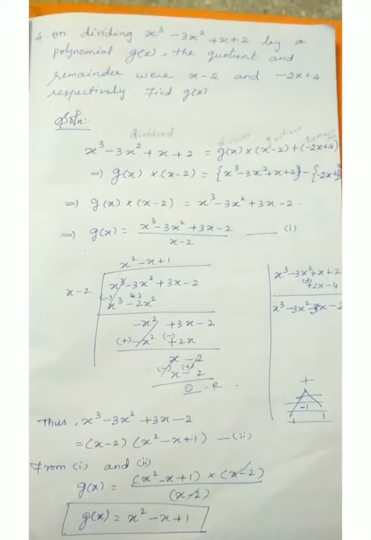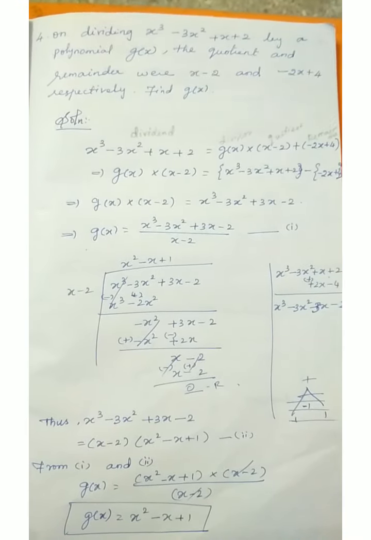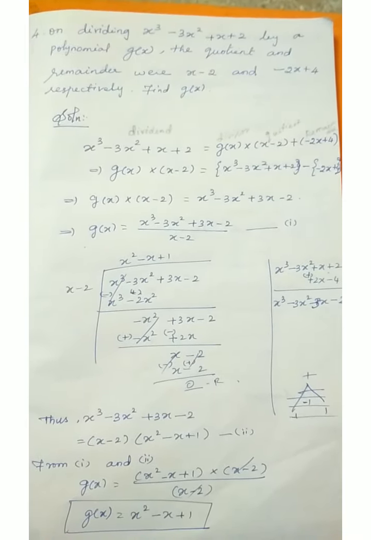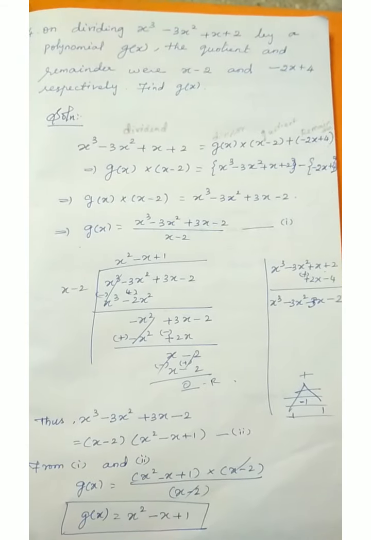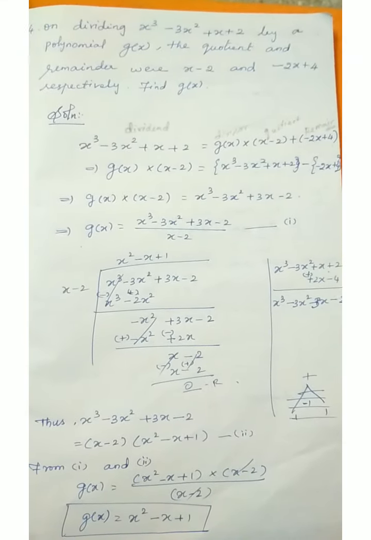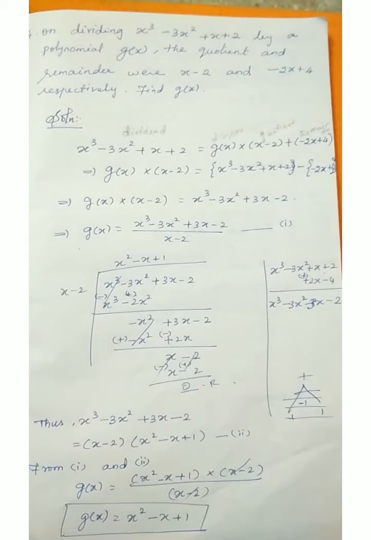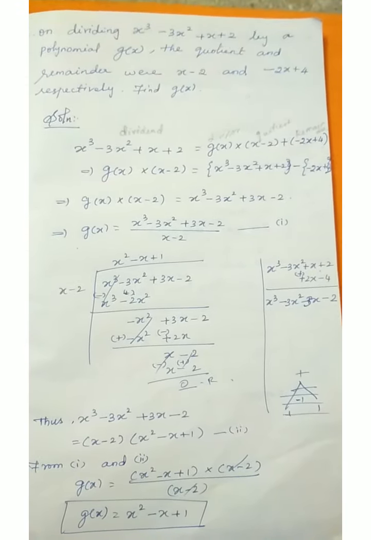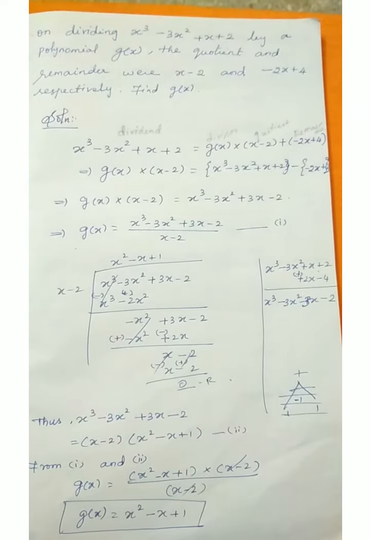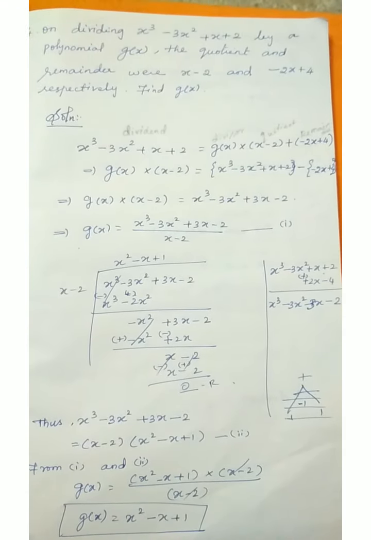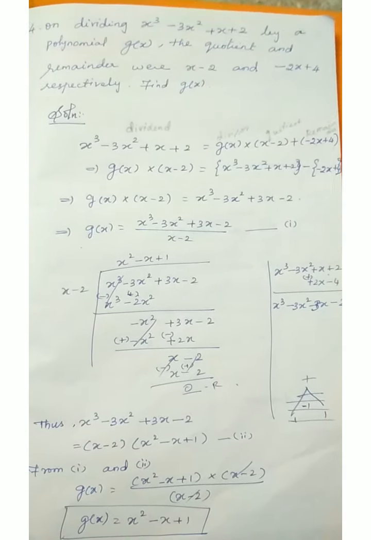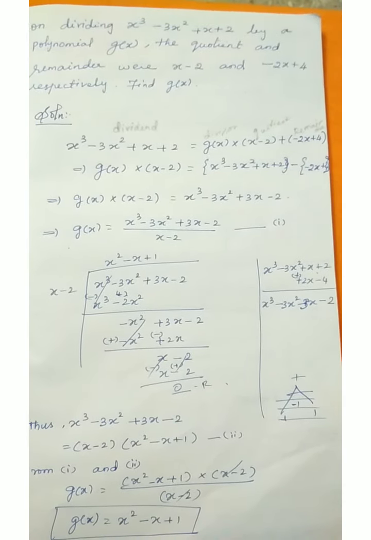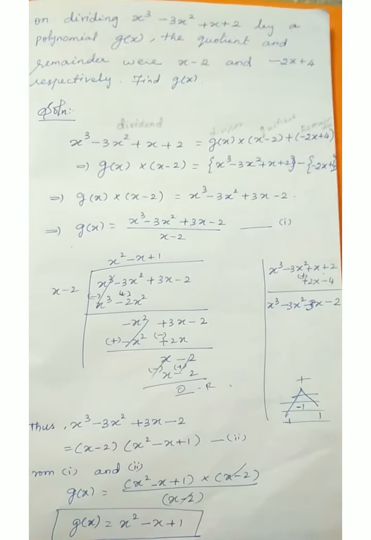Next, fourth question. On dividing x³ − 3x² + x + 2 by a polynomial g(x), the quotient and remainder were x − 2 and −2x + 4. So they have given a quotient and remainder. We have to find the divisor. So x³ − 3x² + x + 2 is the dividend, g(x) is the divisor, quotient is x − 2 and remainder is −2x + 4.